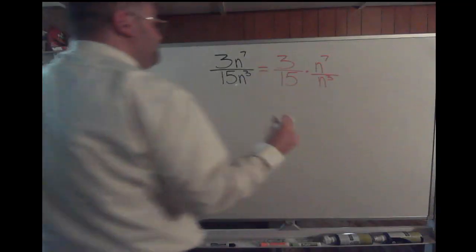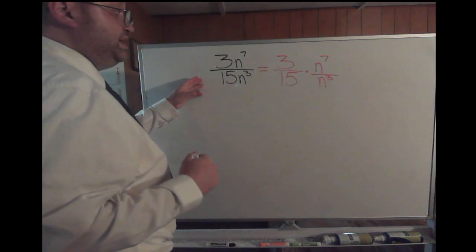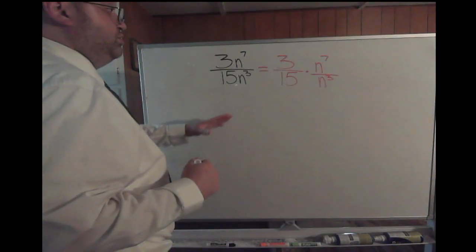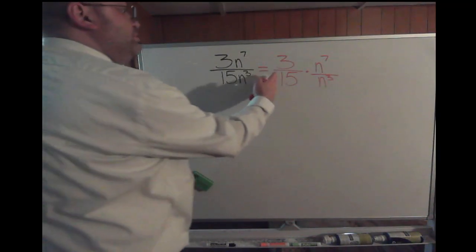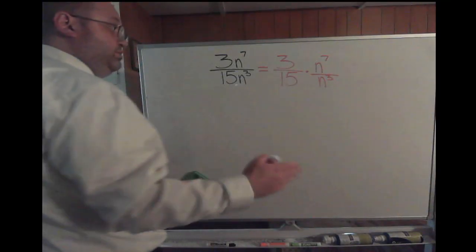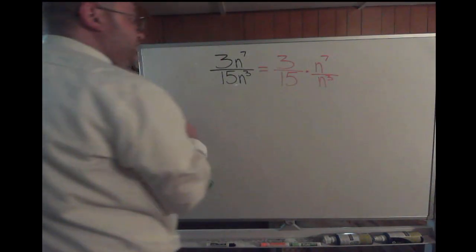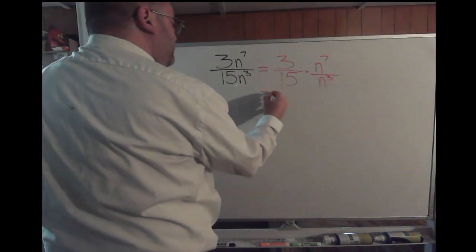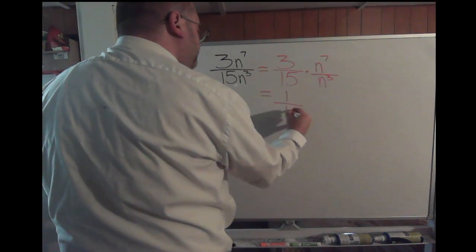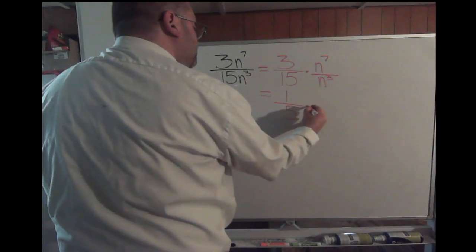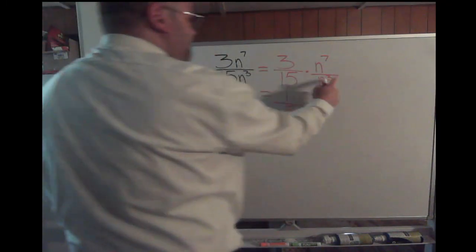As I said, until you get used to this, once you get used to doing these, you'll be able to do it in one fell swoop. But for now, if you're newer at this, I would go ahead, split up your constants from your variables, okay? Make it 3/15 times n to the 7th over n to the 3rd. Well, we know 3/15, that's going to be 1/5, times, okay. It's clear to see again, we have n to the 7th over n to the 3rd.